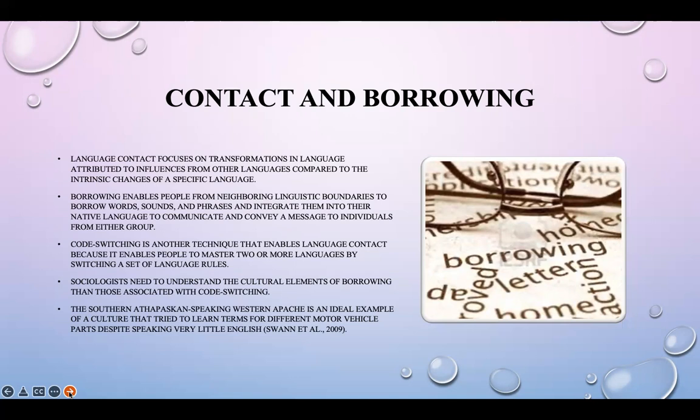Code switching is another technique that enables language contact because it enables people to master two or more languages by switching a set of language rules. By distinction, borrowing often entails adapting words or phrases of one language into the phonetic and linguistic structure of another language.